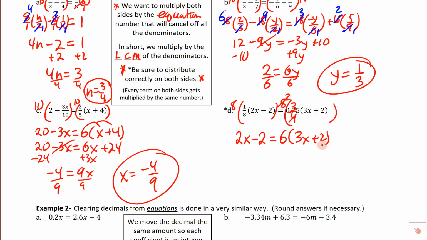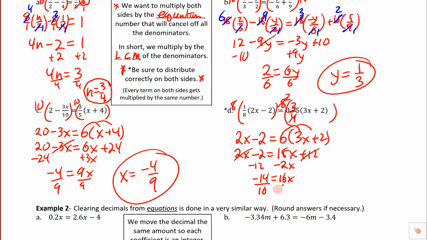And then again, we're going to distribute and just solve here. So we have 2x minus 2. Distribute through, so this is going to be 18x plus 12. We're going to move the 2x to the other side, so that's going to be minus 2x. That means we're going to move that to the other side. We're going to do that by subtracting 12. So this is negative 14 equals, let's see, this would be 16x.